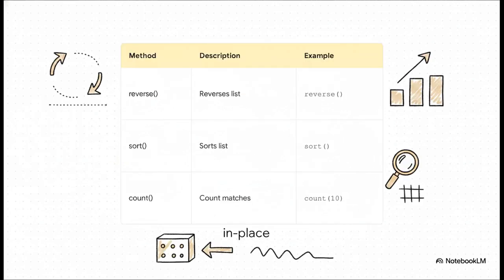And organizing is an absolute breeze. With a single line of code, you can use sort to arrange your elements alphabetically or numerically. You can use reverse to completely flip the order, or count to instantly tally up how many times a specific value shows up. The best part? These are all done in place, meaning your original list is permanently restructured. You don't have to clutter things up by creating a brand new variable.